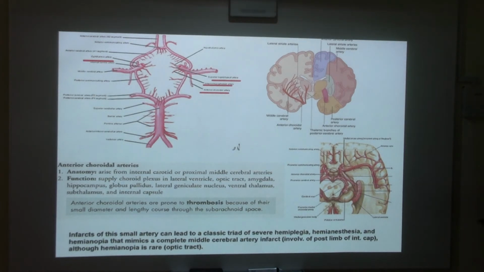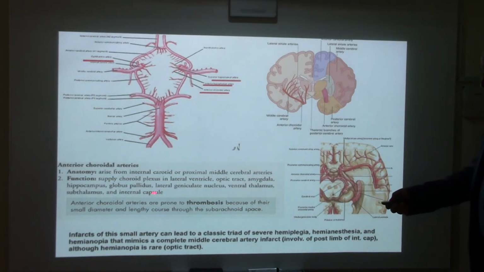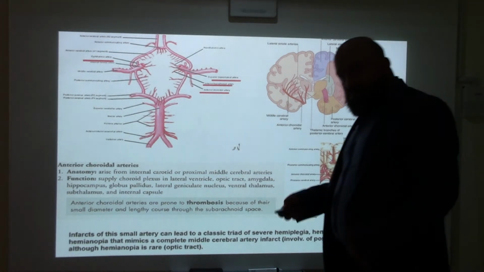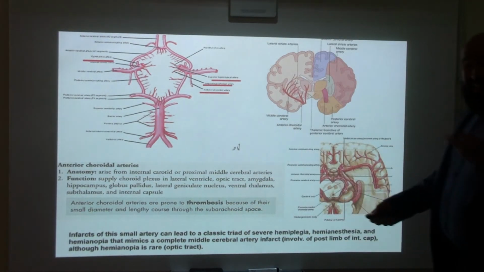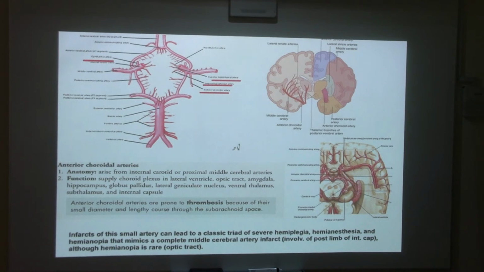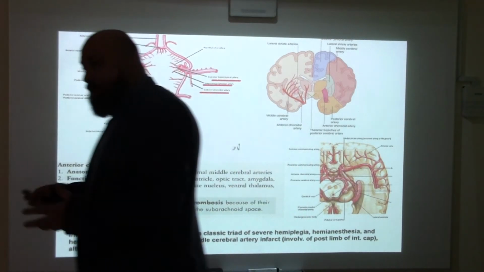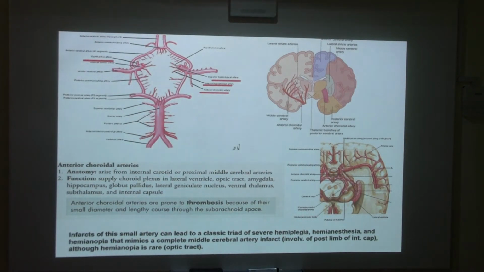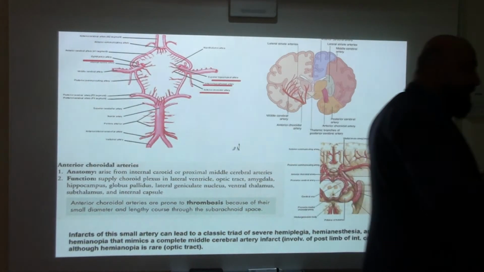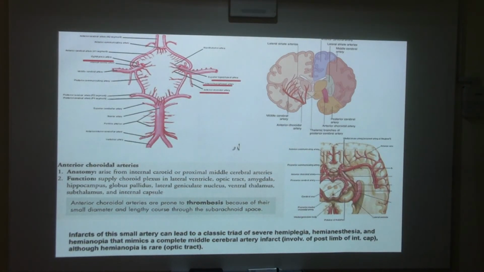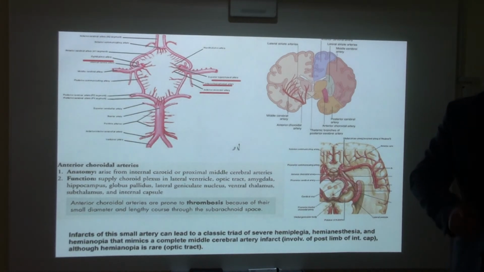But this artery will supply other structures. Basal ganglia, internal capsule, which is very important structure, optic tract, amygdala, and all of these structures. Now this artery is prone to thrombosis because of its long and tortuous course. Consequences of thrombosis of this artery are grave simply because it supplies the internal capsule.